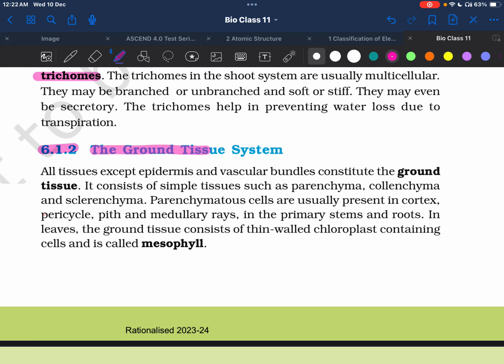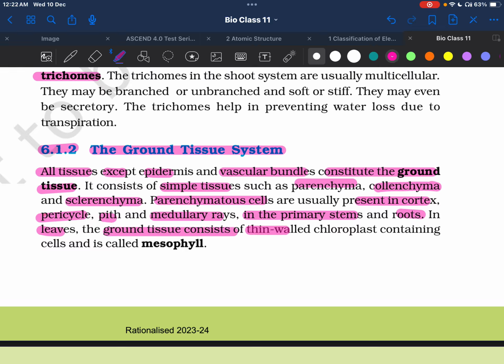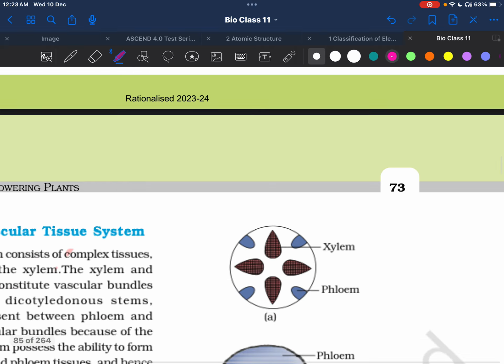6.1.2 The ground tissue system. All tissues except epidermis and vascular bundles constitute the ground tissue system. It consists of simple tissues such as parenchyma, collenchyma, and sclerenchyma. Parenchymatous cells are usually present in the cortex, pericycle, pith, and medullary rays in the primary stems and roots. In leaves, the ground tissue consists of thin-walled, chloroplast-containing cells and is called mesophyll.